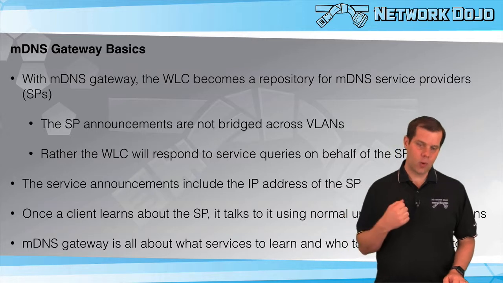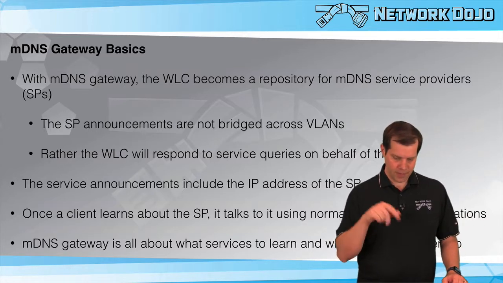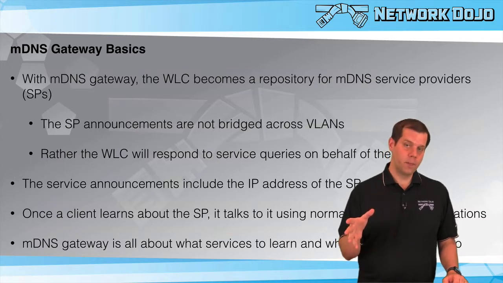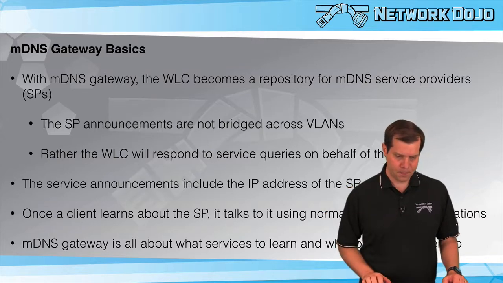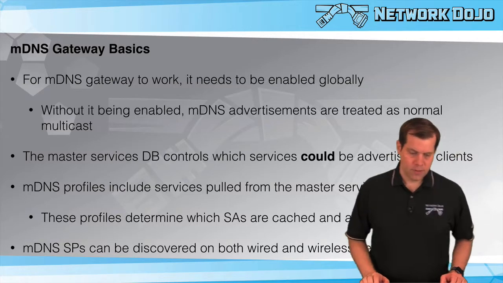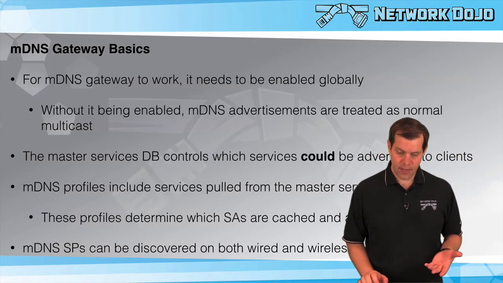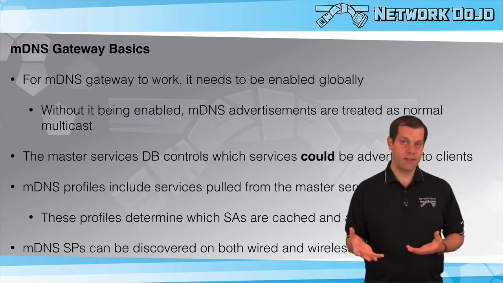When I get a service request for a specific service from a specific client, based off of some configurations, I might not send any information to them, and I might send everything for that service that I know about. Again, it all depends on the configuration. So in order for this to work, we have to turn it on at a global level. It is turned off by default. So if it's not turned on, mDNS actually advertises as normal.